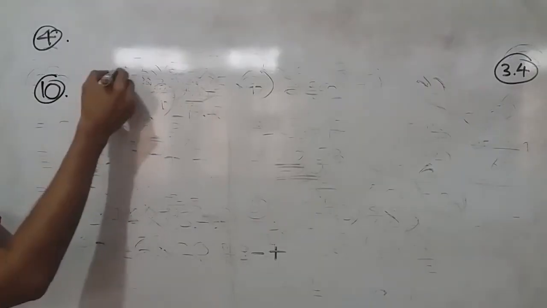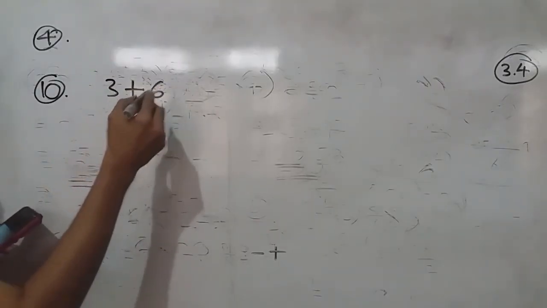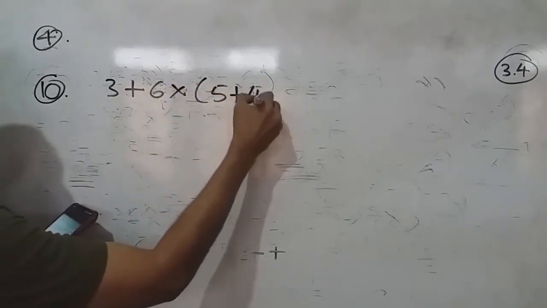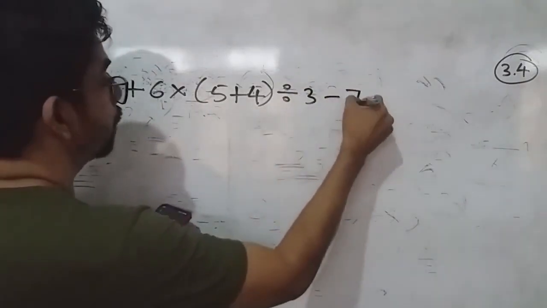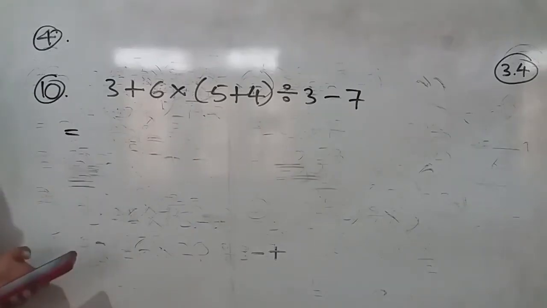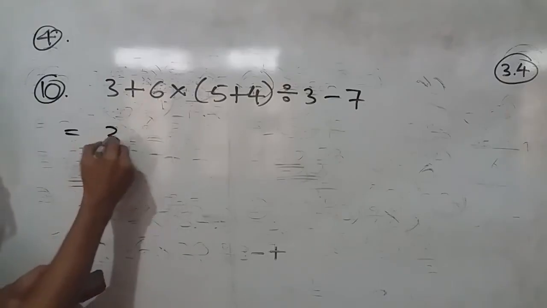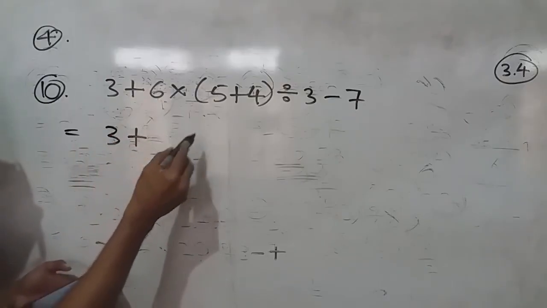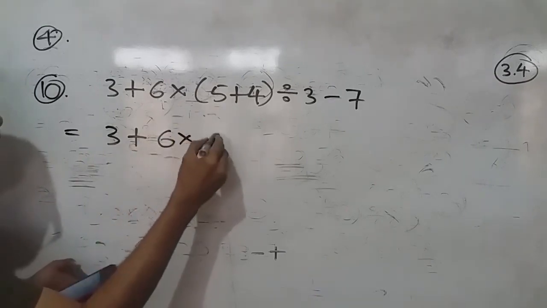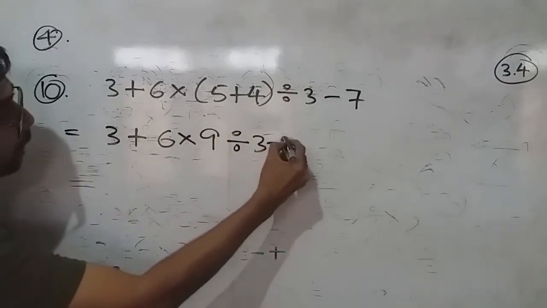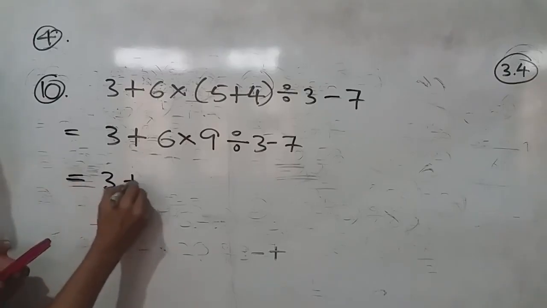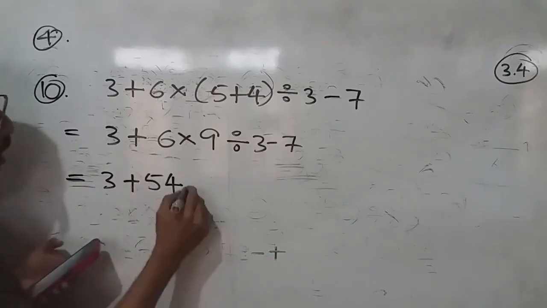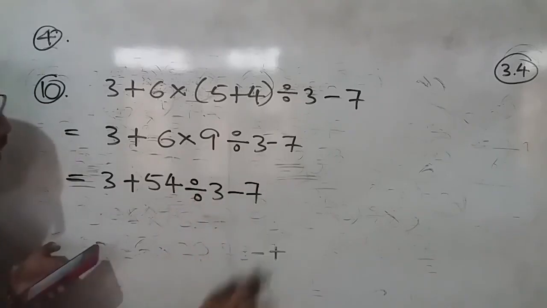Part 10. 3 plus 6, right, times 5 plus 4, right, we have to divide that by 3 minus 7. Right. Okay. So we have to do the brackets, or we have to simplify the brackets. 3 plus, okay, so 6 times 5 plus 4, what is that? 9. Divide that by 3 minus 7. Right. 6 times 9, that is what? 54. 3 plus 54. We have to divide that by 3 minus 7.